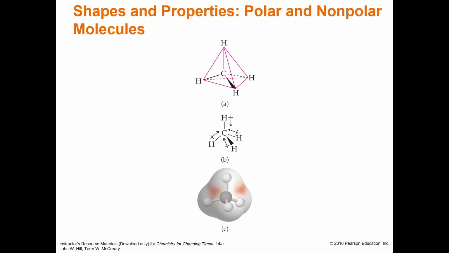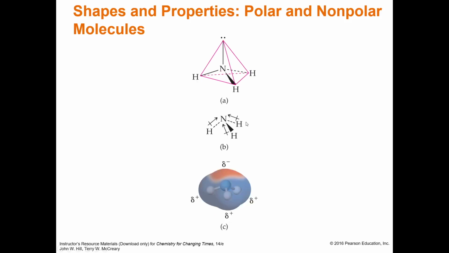Right here is an example of something that does not have poles. So it has slightly positive hydrogens, but notice that they cancel out. You have slightly positive in every direction, and they cancel out overall. So you have no overall poles. This is called a nonpolar molecule then. This right here, notice you have a negative side and a positive side. And so this is a polar molecule. And that's because it has individual bonds that are polar, and they line up to give you an overall negative and positive side.